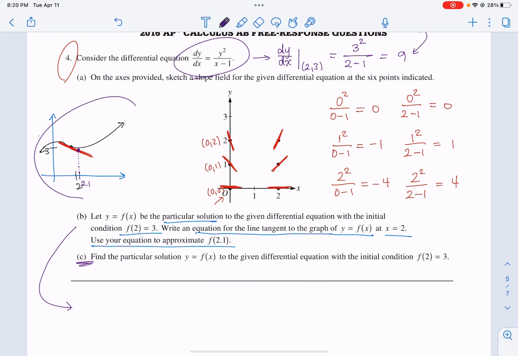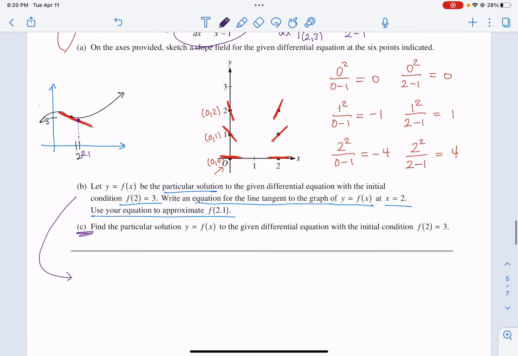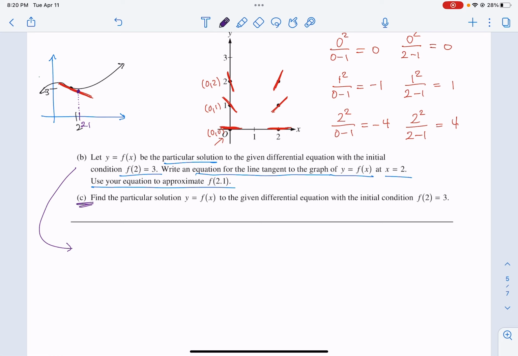Obviously, that's very different from my picture. I just made up a curve, so obviously it should be different too. But the slope of the tangent line we're looking for is 9. So m equals 9, and it goes through the point (2, 3).